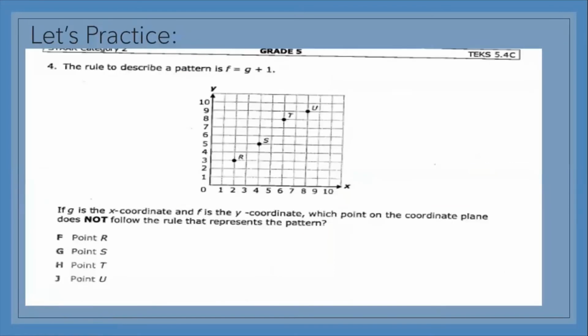All right. The last problem we're going to work on today, it says, please don't draw on the screen while we're working. The rule to describe a pattern is F equals G plus 1. If G is the X coordinate, and I'm going to go ahead and rename that while we're reading it, okay? So it tells us that G is the X coordinate, and that F is the Y coordinate. I see 5 of you have already put answers in the chat. All right, which point on the coordinate plane does not follow the rule that represents the pattern?